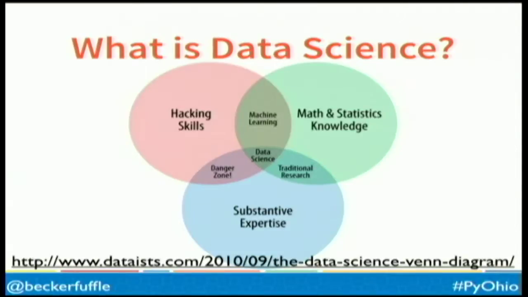In the math and statistics part, well, I think that's pretty straightforward. And as for the substantive expertise, he includes things like understanding the data that you're actually working with and having domain knowledge and expertise around the type of problems that you're trying to solve.